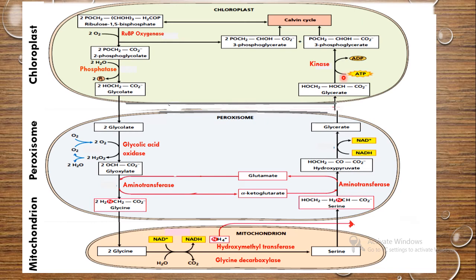is again phosphorylated and forms 3-phosphoglycerate. This reaction is catalyzed by the enzyme kinase, and at last 3-phosphoglycerate is formed, and this 3-phosphoglycerate enters into Calvin cycle. Again the cycle continues. This is the overall view about photorespiration, which is also known as C2 cycle.